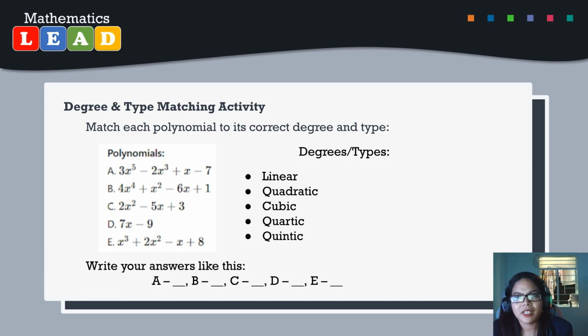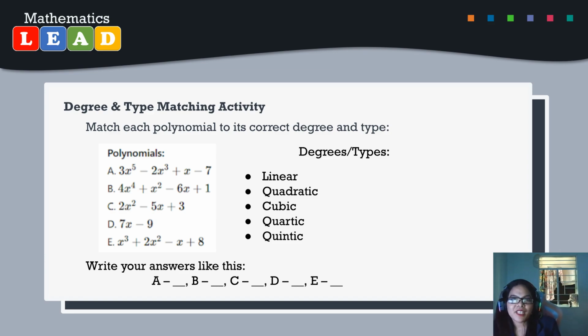Here are the polynomials. In letter A, 3x to the fifth power minus 2x cubed plus x minus 7. In letter B, 4x to the fourth power plus x squared minus 6x plus 1. In letter C, 2x squared minus 5x plus 3. In letter D, 7x minus 9. And in letter E, x cubed plus 2x squared minus x plus 8.